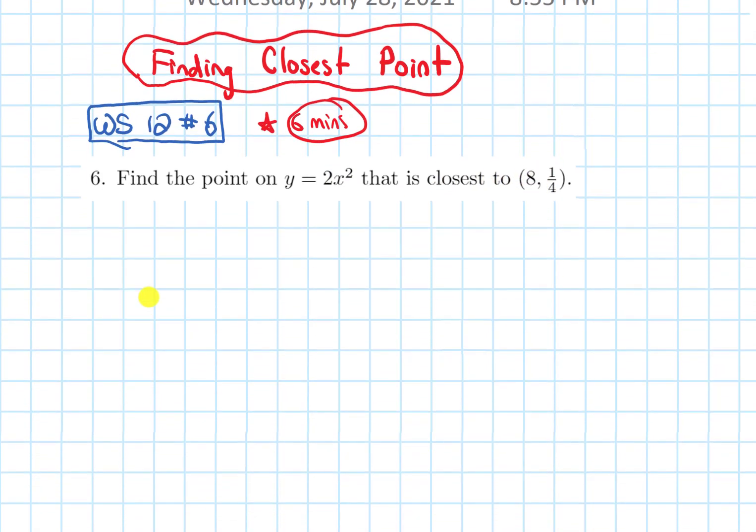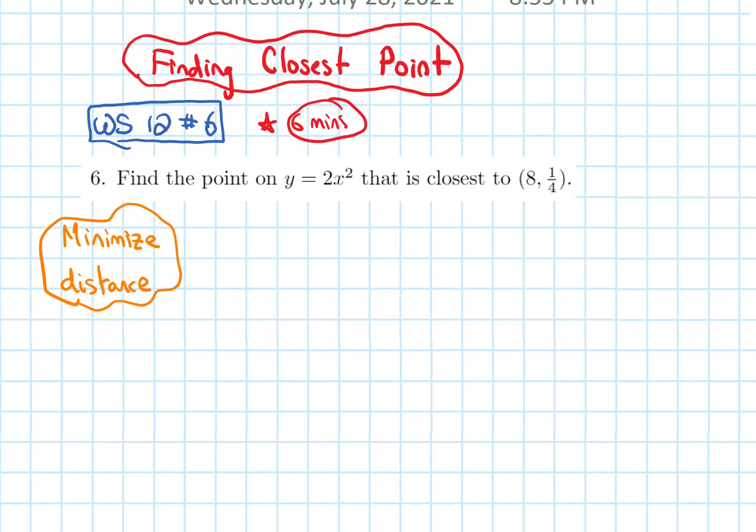Okay, so I want to begin by identifying what it is that we're trying to maximize or minimize. And in this case, we want to minimize something because it says closest point, and we want to minimize a distance.